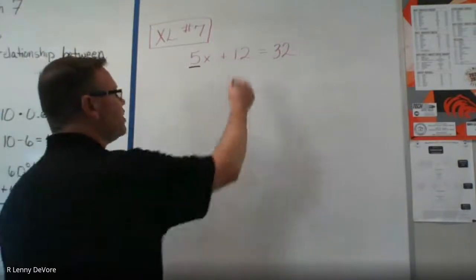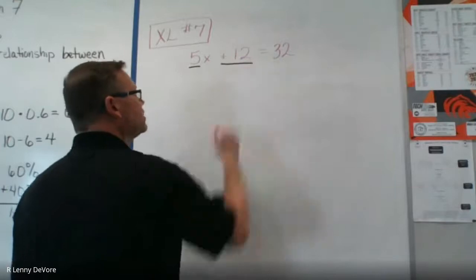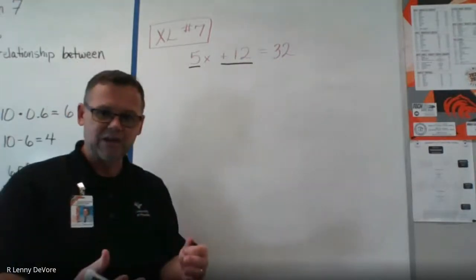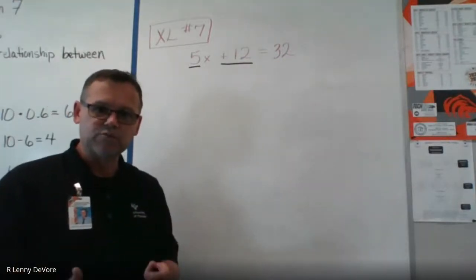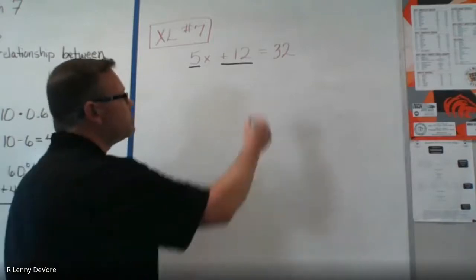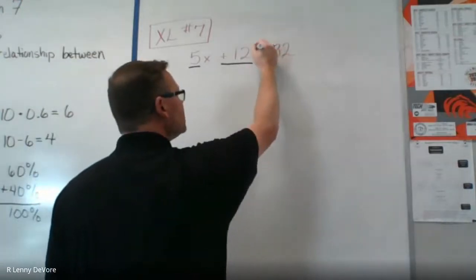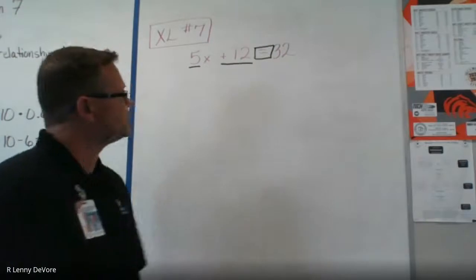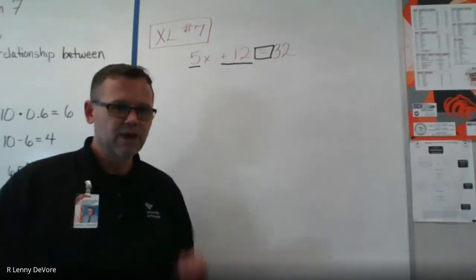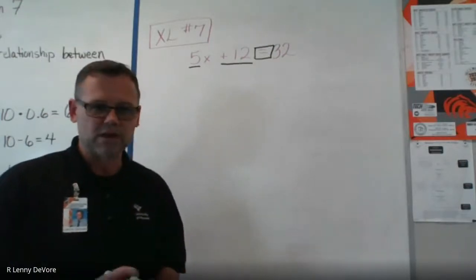It also should say more than 12 because it's adding. If it says less than 12, then it's subtracting. And then it should say is 32 because it has an equals in it. See that, guys? How we're catching on. We need to catch on to that type of language.